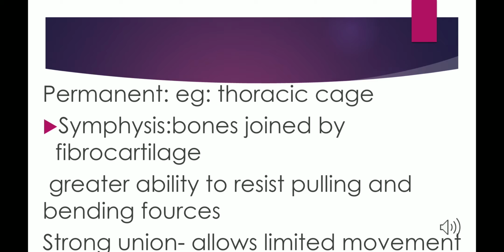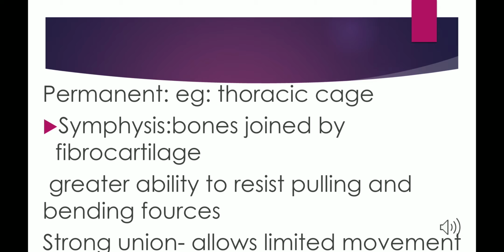That is, a symphysis is a joint in which the adjacent bones are articulated by means of fibrocartilage. And it is a strong joint because fibrocartilage contains numerous collagen fiber bundles, and that gives us stability, and it also resists pulling and bending forces. And although it is a strong joint, it allows limited movement.